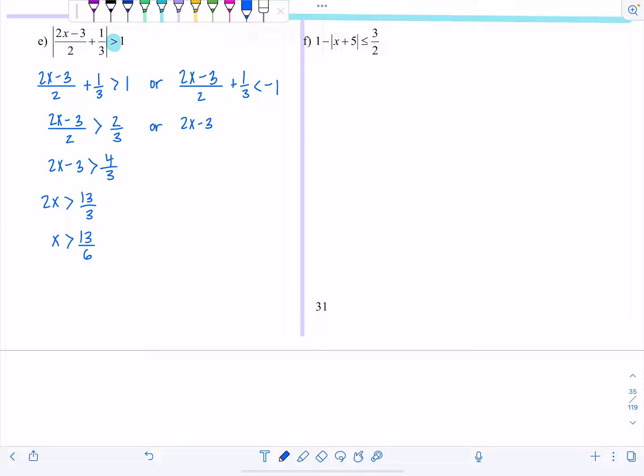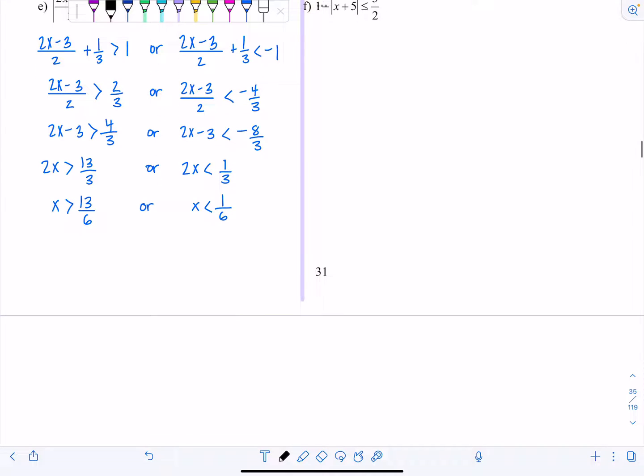Same thing over here. 2x minus 3 over 2. Just be careful. Negative 1 is negative 3 over 3. Minus 1 over 3. This is negative 4 over 3. Now multiply by 2. You're going to multiply always just the numerator, so that's negative 8 over 3. Add 3, which is 9/3, plus negative 8/3 is positive 1/3. And then divide by 2, which is the same as multiplying by a half, that's 1/6. Okay. How painless.